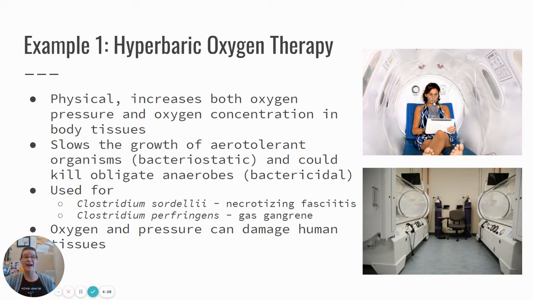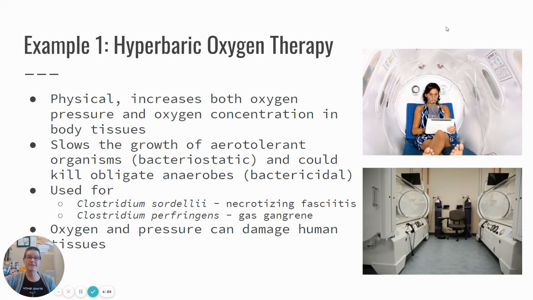The Clostridium are not happy campers, and they do not survive. Even their endospores may not survive in those cases. So the downside, of course, is that we are not built for excessive amounts of oxygen or oxygen pressure. Although we are not just aerotolerant, but obligate aerobes, it does not mean that increasing the oxygen pressure is always good for all of us, and it can damage some human tissues that are very delicate. So you want to be careful in using these methods.